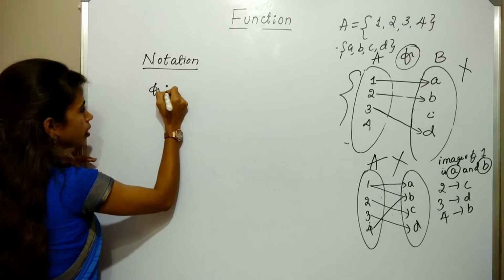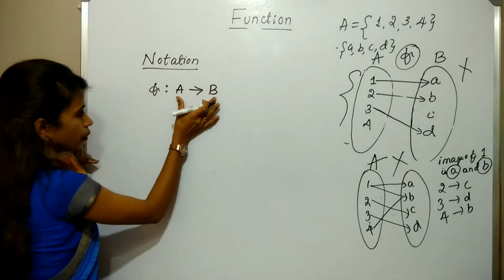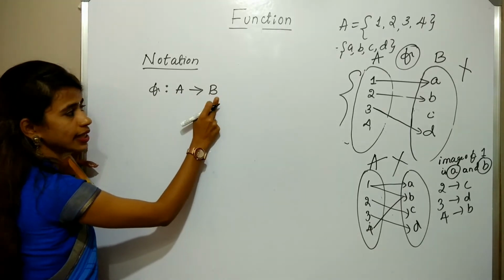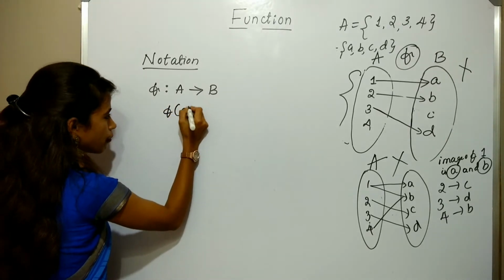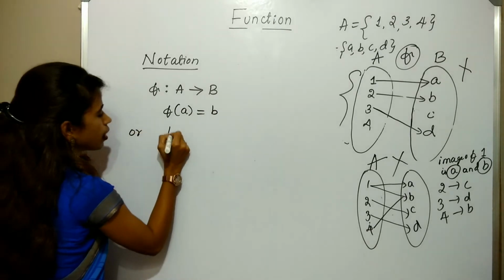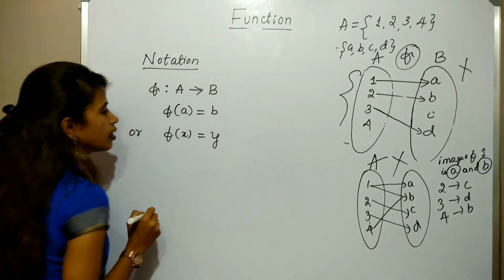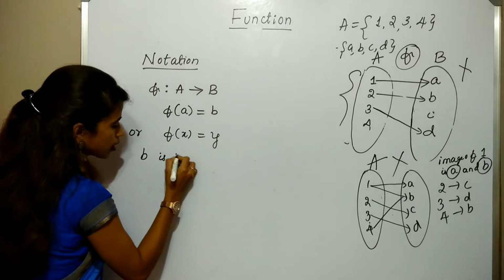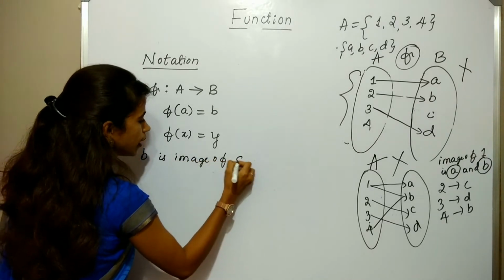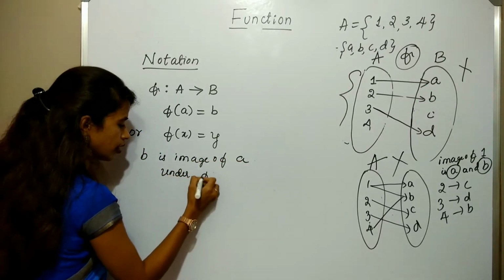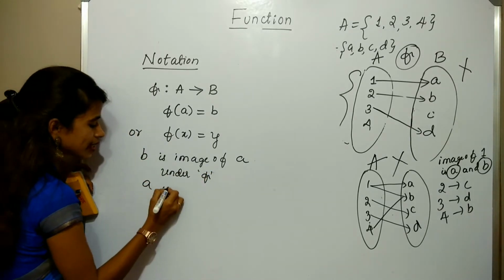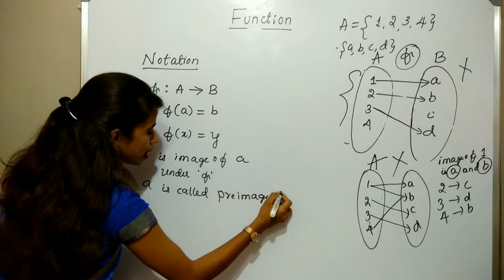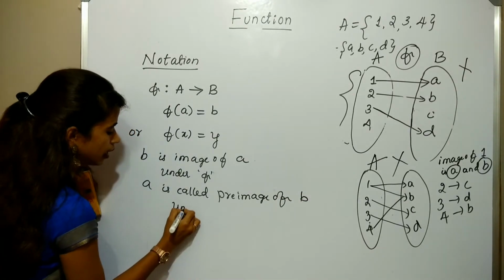So if we have a function f from the set A to B, it is denoted by f is a mapping from the set A to the set B. If I have f of A is equal to B or f of x is equal to y, then we say that B is image of A under f, under the function f, and A is called preimage. Preimage of what? B under f.